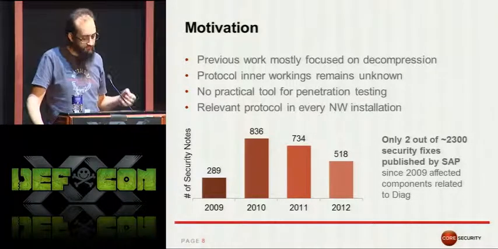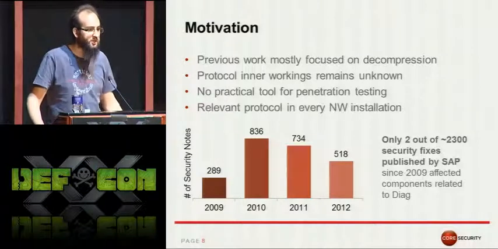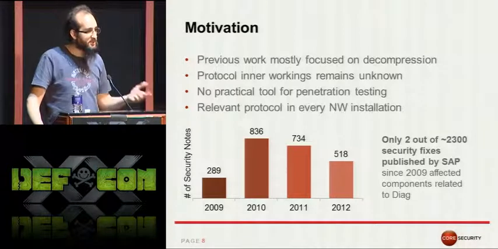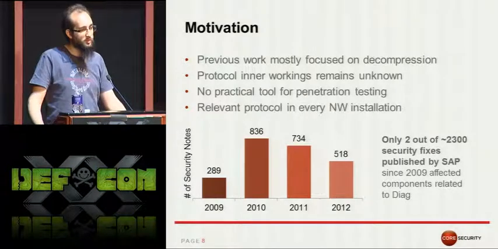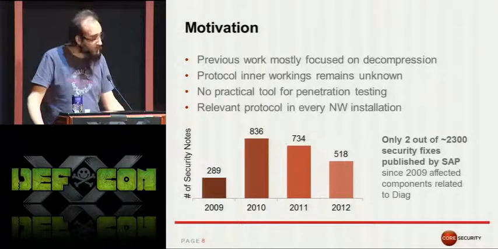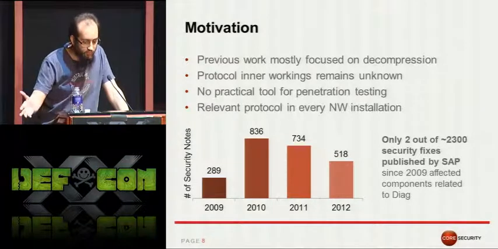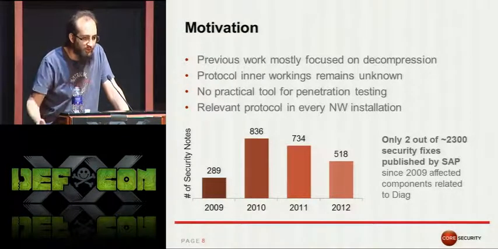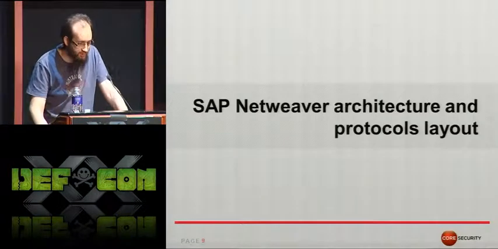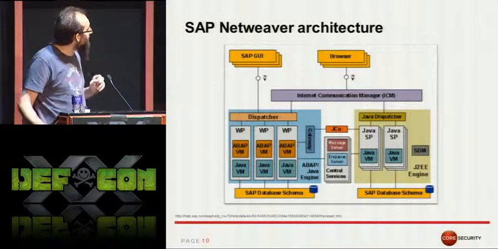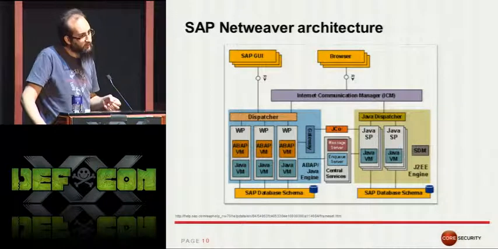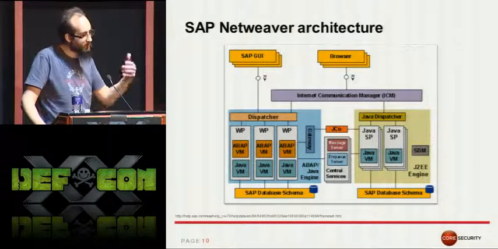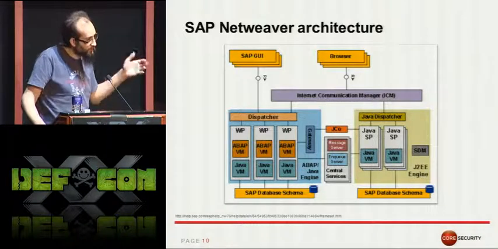And also the protocol is relevant because it's present in every NetWeaver installation. And we often see customers that are not using encryption. So this also makes an interesting point. And additionally, out of the around 2,200 security fixes published by SAP, only two affect the protocol. So this also makes an interesting point to make some assessment and try to attack the protocol. So let's move on to the main components of the SAP NetWeaver architecture. The NetWeaver architecture is the infrastructure layer where all SAP's applications run, and it's based on a three-tier layer.